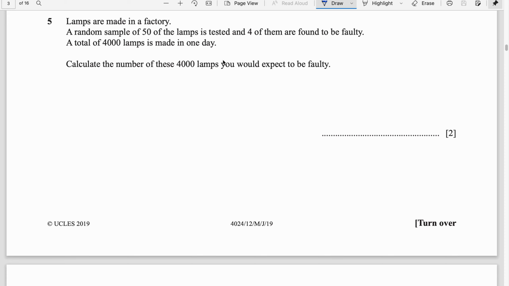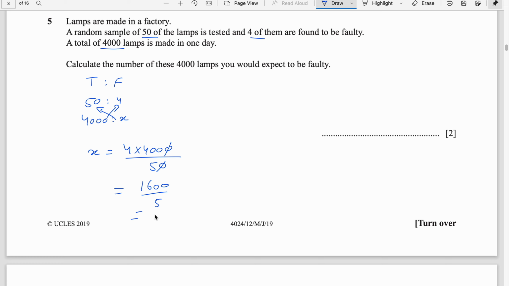Question number 5. Lamps are made in a factory. A random sample of 50 lamps is tested and 4 of them are found to be faulty. A total of 4000 lamps is made in one day. Calculate the number of these 4000 lamps which you would expect to be faulty. So tested ratio faulty is 50 and 4. So 4000 and x, just cross multiply: 4 times 4000 by 50. 4 into 4 is 16, 1600 by 5 is 320.